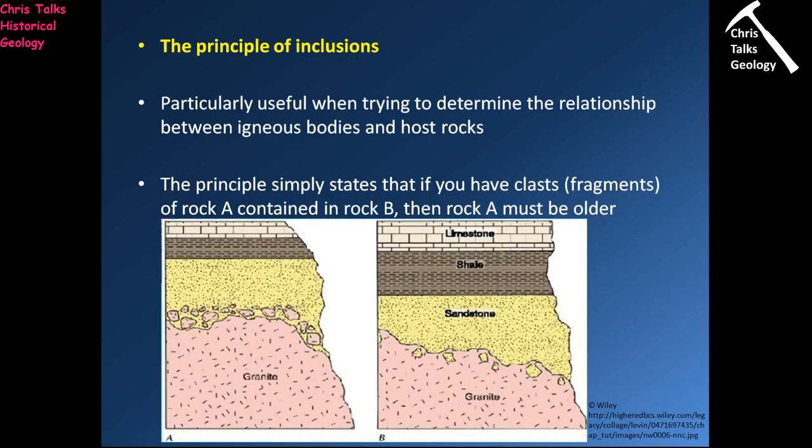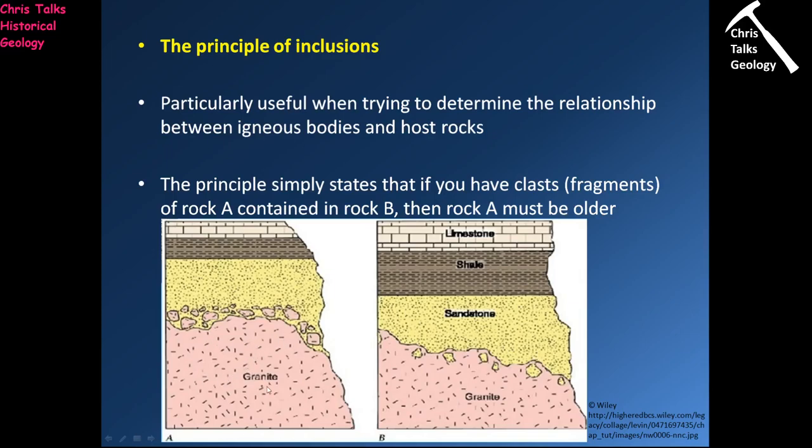So next we have the principle of inclusions. The principle of inclusions is extremely straightforward. It's very useful, particularly when you're trying to determine the relationship between igneous bodies and the host rock, especially if that host rock is a sediment of some kind. So the principle simply states that if you have clasts, so fragments, of rock A contained in rock B, then rock A must be older. So if we look at these two examples here, we can see two different situations.